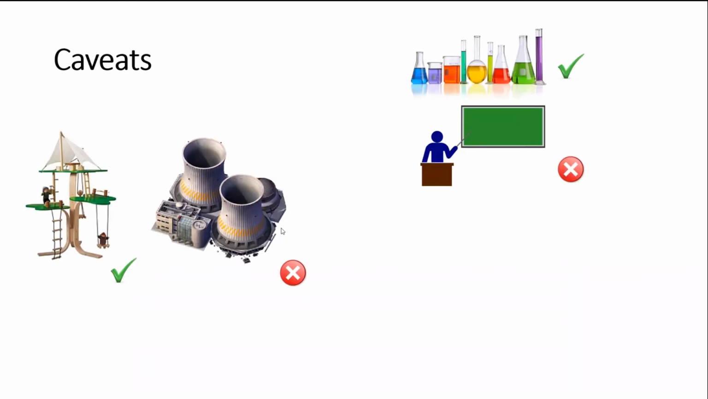A couple of caveats before we get started. The system that I'm describing is a relatively small system. That's why I've put tree houses rather than power stations. It's for small serverless type systems. And the other caveat is that what I'm describing here is an experiment rather than a sort of canonical textbook definition. So there may be other ways of doing this. There may be other ways of doing this even better than this.